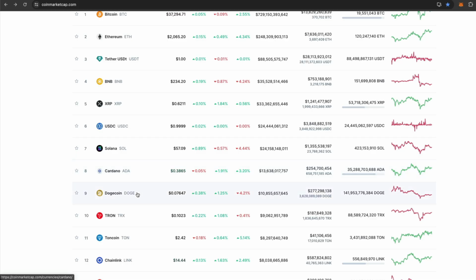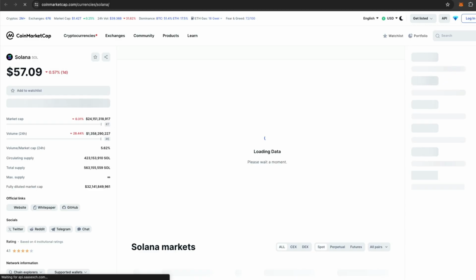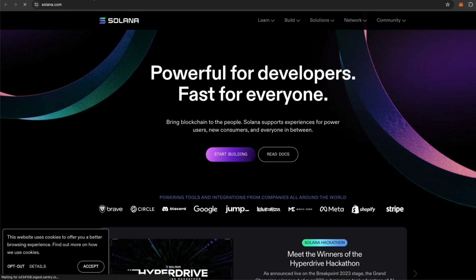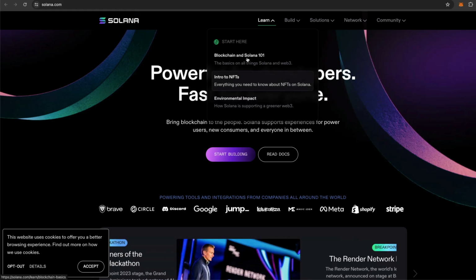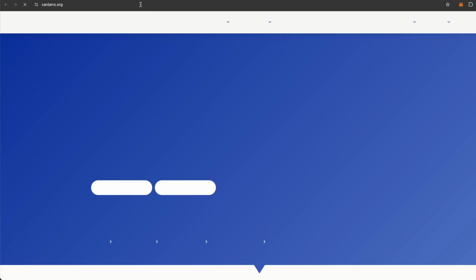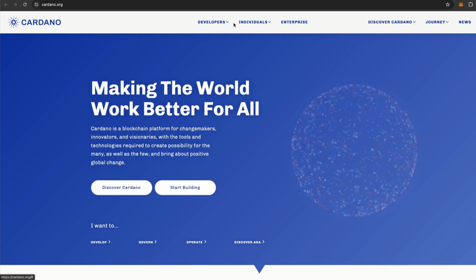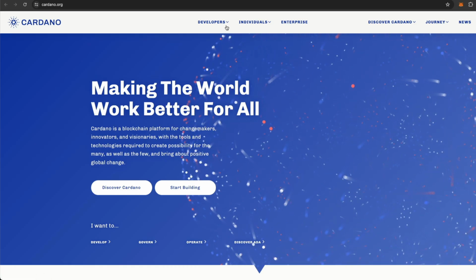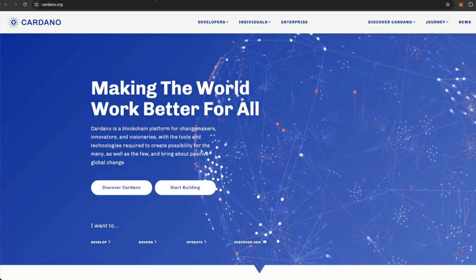So maybe Solana, Cardano, Tron. And then what you can do is you can locate where they have their official website, and then you can head over to their official website and read up more. They have learn sections on how to learn about what the blockchain does on each one of these individual sites that represents the main blockchain. And every website's different, so you basically just have to figure out how to navigate and read and digest some of the resources on those individual websites.